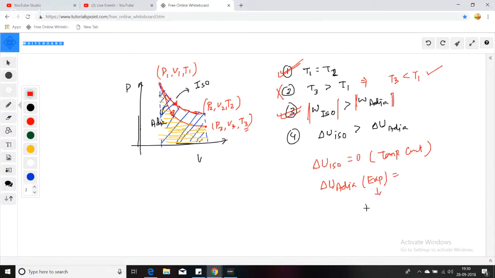Expansion again means what? Work done by the system, right? Work done by the system means what? Internal energy decreases, since the process is adiabatic. The system cannot take energy from outside, it has to do work at the cost of its own energy, right? That's why the internal energy decreases, and when the internal energy decreases, the change in internal energy in adiabatic process is always less than zero. Correct, Vaishnavi, right? So obviously the isothermal process will have larger internal energy than adiabatic process.